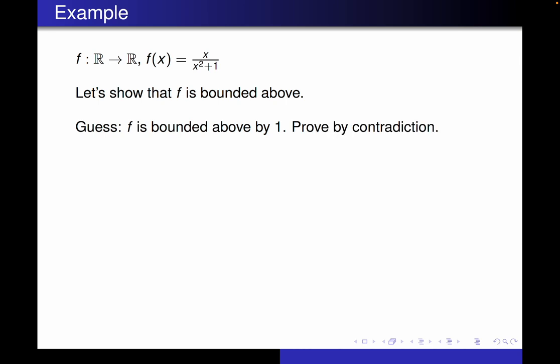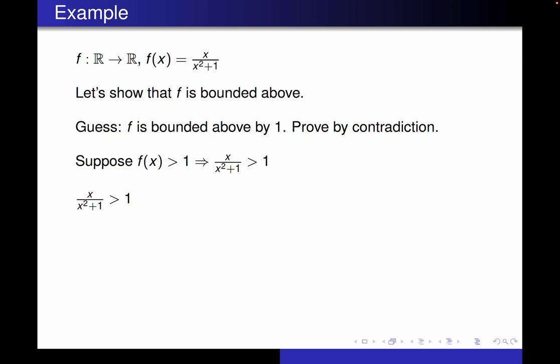But we should prove it by contradiction. If it is not bounded above by 1, that means there's some x where f of x is bigger than 1. So we'll assume that and we'll prove a contradiction. We know f of x is equal to x over x squared plus 1, so we're going to assume that is greater than 1. And then we're going to do a little bit of algebra.